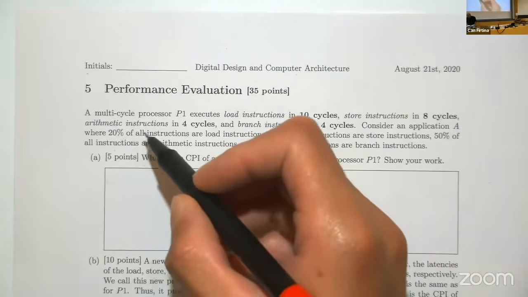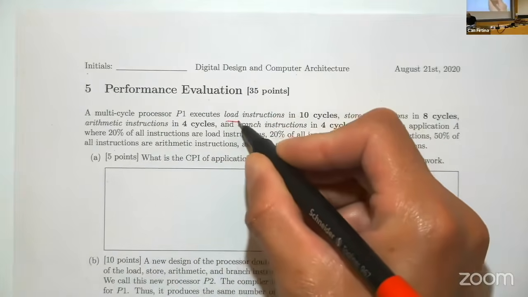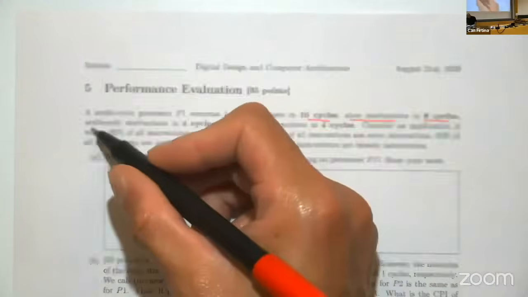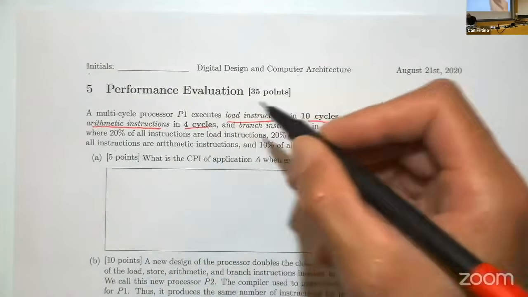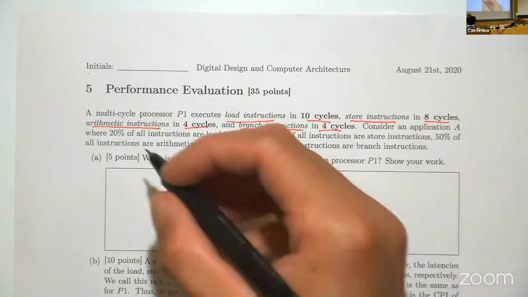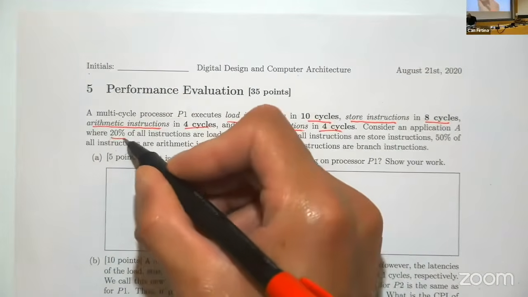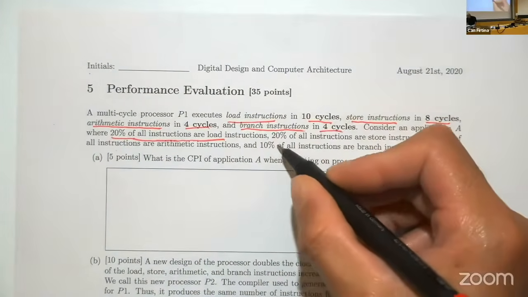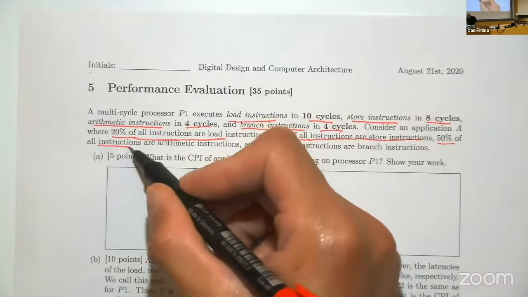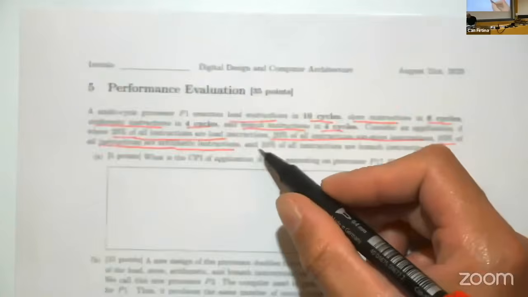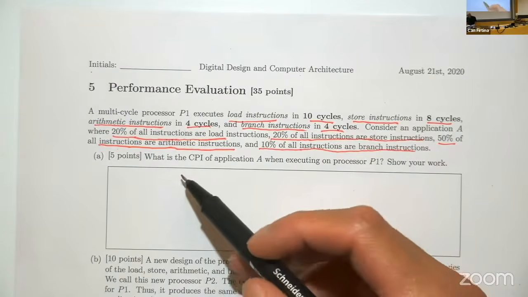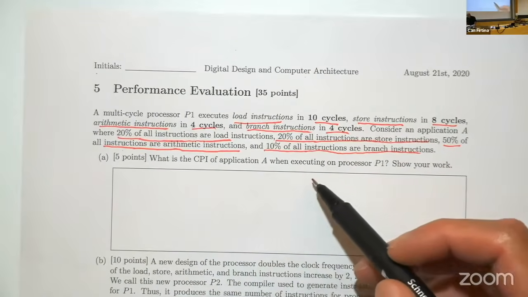So, cycle processor P1 executes load instructions in 10 cycles, store instructions in 8 cycles, arithmetic instructions in 4 cycles, and branch instructions in 4 cycles. Consider application A, where 20% of all instructions are load instructions, 20% are store instructions, 50% are arithmetic instructions, and 10% are branch instructions. And so the question starts: what is the CPI of application A when executing on processor P1?